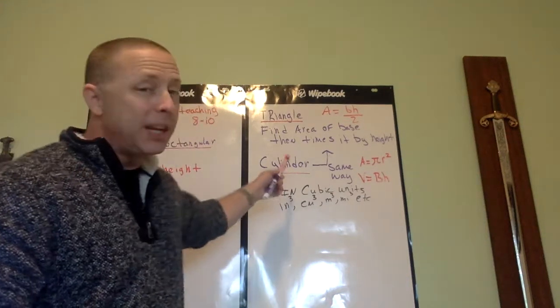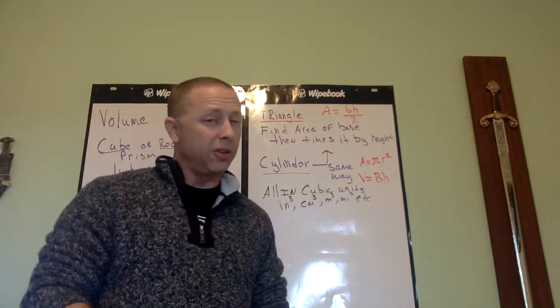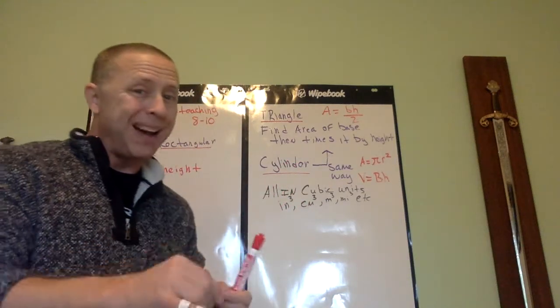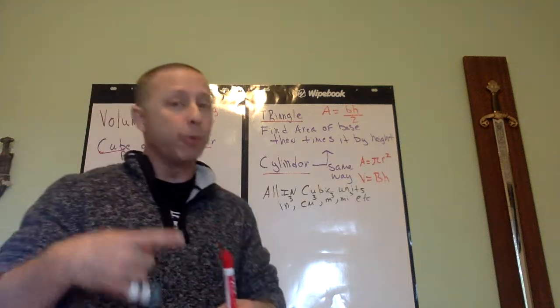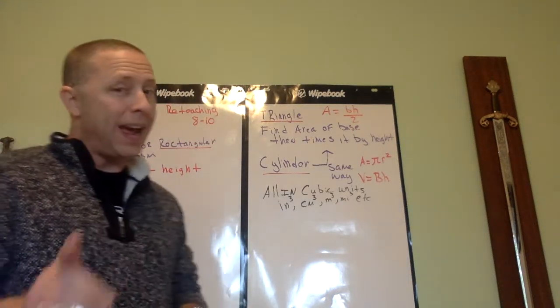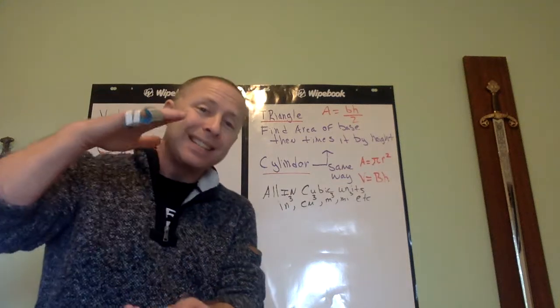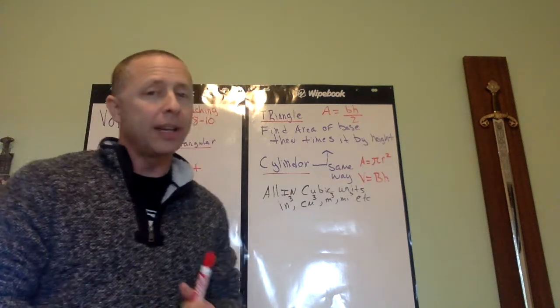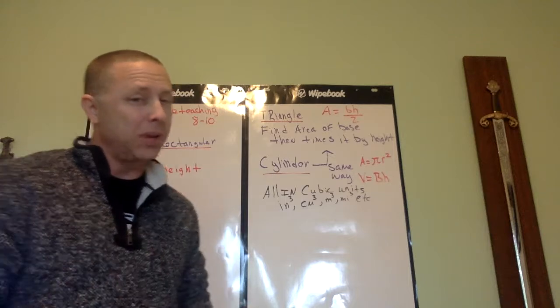Now, it's the same thing, but when you're working with a circle, the area is pi r squared, and we're using the value of 3.14 for pi, times the radius squared, all right? Once you have that, then you times it by the height, and that's how you're going to calculate your volume. It's not a difficult concept.